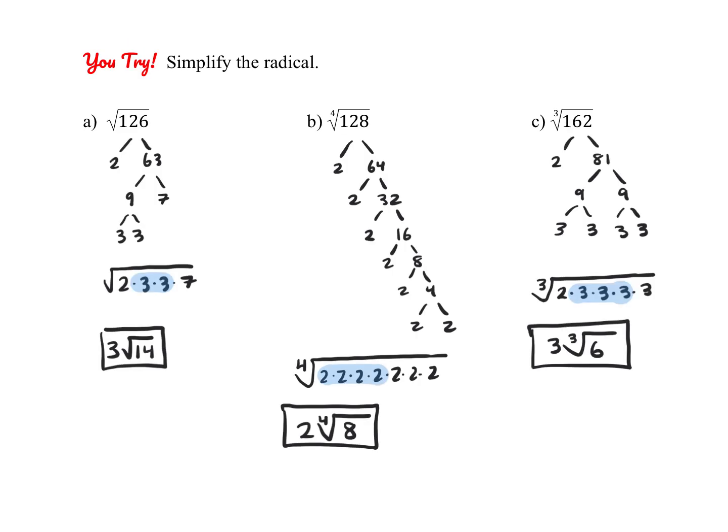All right, go ahead and check your work here. So for part A, with your prime factors, you have 1 pair of 3s, so you get 3 times the square root of 14. For part B, you end up with 7 powers of 2. So there's one group of 4, and that leaves these behind in the radicand. So you get 2 times the 4th root of 8. And last, here's your prime factors, 2 times 3 times 3 times 3 times 3. It's a cube root, so I'm looking for a group of 3. And then you have the 2 times 3 left over in the radicand.